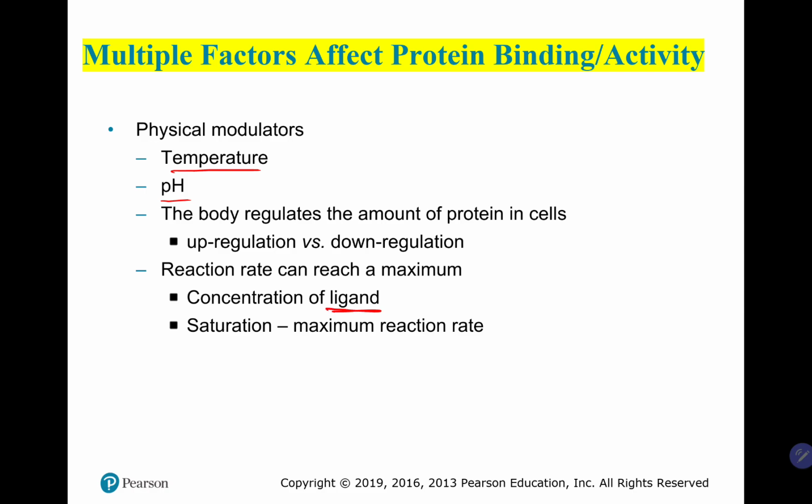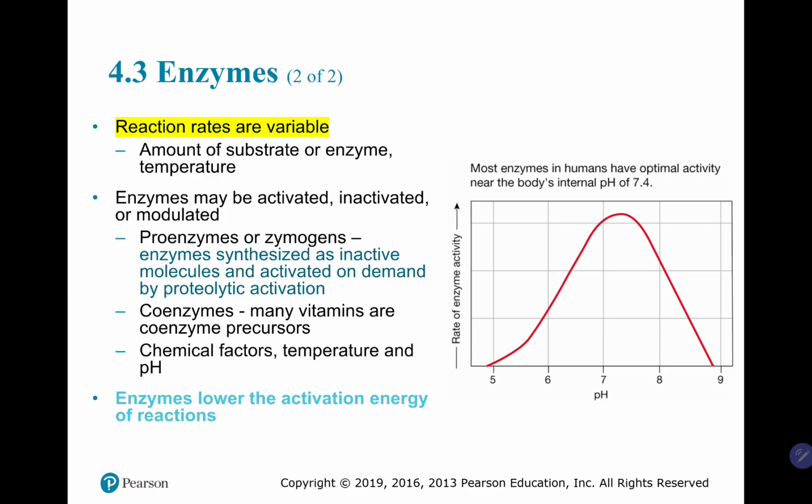How much of the ligand is there? How much of the enzyme is there? Again, these are factors that affect protein activity, okay? Again, how much of the enzyme, how much of the substrate is there, the temperature. These are things that will affect how an enzyme will bind. But again, some enzymes need to be activated, right? So you'll have those coenzymes such as vitamins, ions, things like that, that need to bind to the enzyme to make it active.